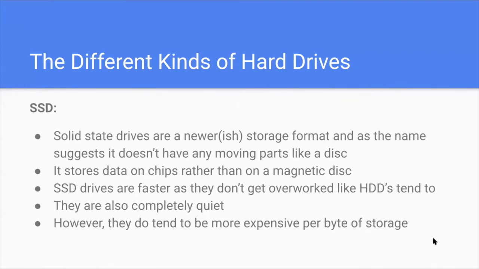The second type, SSD, or solid state drives, are a newer form of storage that don't actually have moving parts like HDD, as it is indicated in the name, solid state rather than the disk one. So it doesn't actually move. It stores data on chips rather than on a magnetic disk like the other version. And SSD drives are faster as they don't get overworked like HDDs tend to. And since they do not have any moving parts, such as the disk whirring around, they are completely quiet, which is definitely a benefit. However, they do tend to be more expensive per byte of storage.